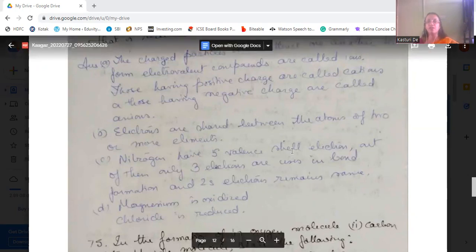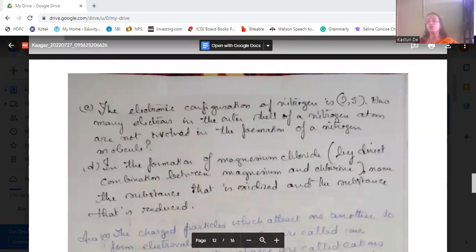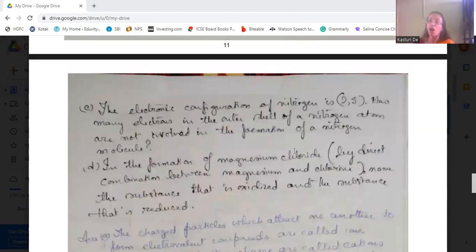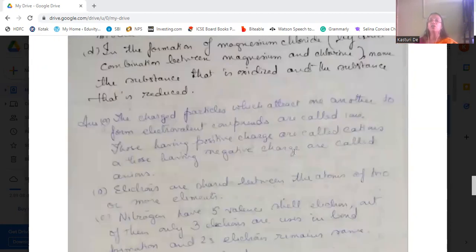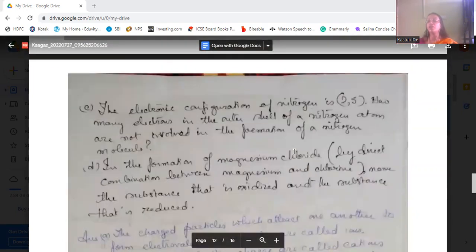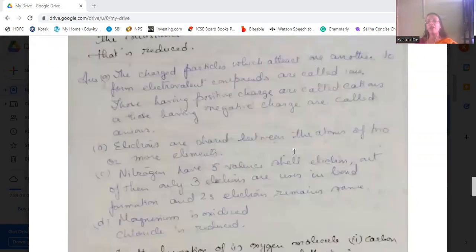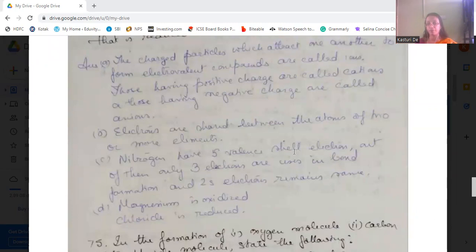Next question, that is C. The electronic configuration of nitrogen is 2 and 5. How many electrons in the outer shell of a nitrogen atom are not involved in the formation of the nitrogen molecule? Okay, so the electronic configuration is 2 and 5. That means the valence electrons will be 5. Therefore, it will require 3 electrons to form the octet.